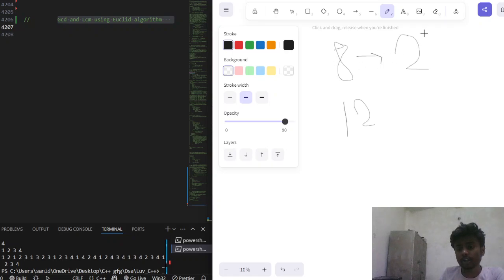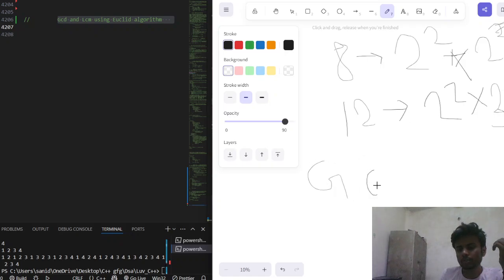For 8, it will be 2 cubed, which is 4 times 2. And for 12, it becomes 2 squared, which is 4, multiplied by 3 to the power 1. So the GCD, the greatest common divisor of both numbers, which divides both numbers, is in this case 4.